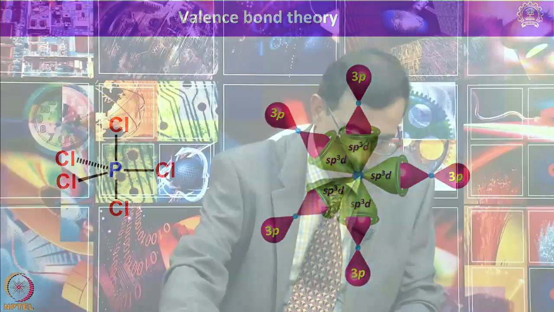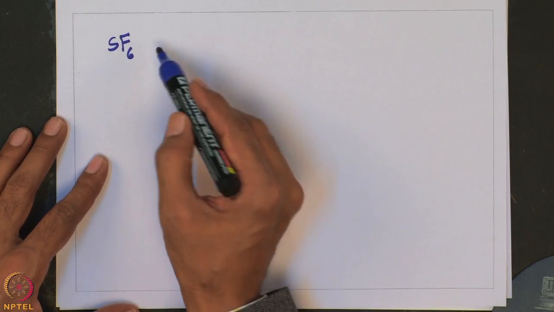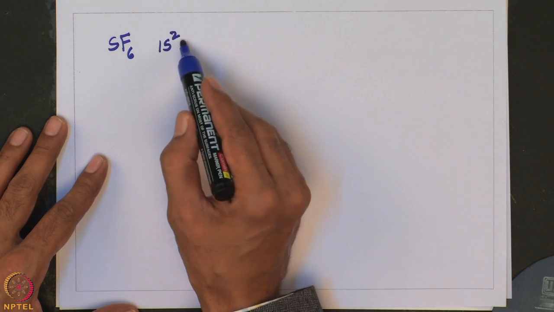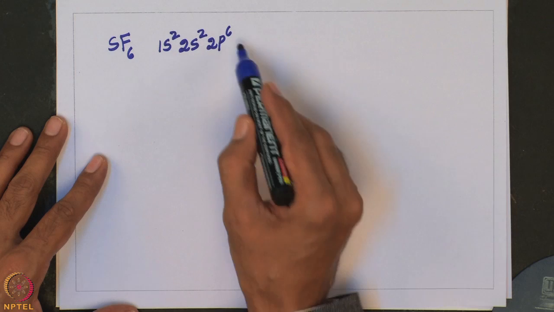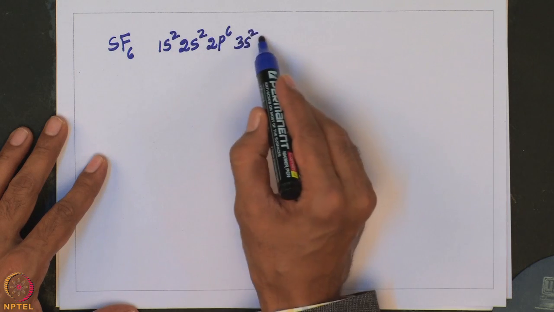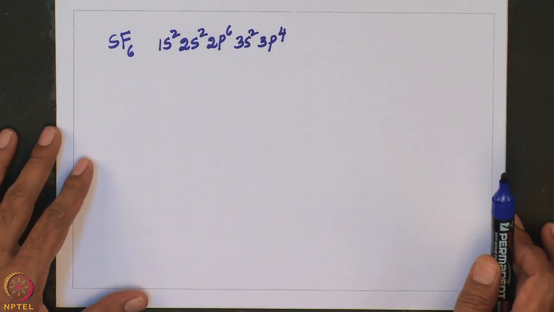Let us look into another example, a group 16 element, sulfur, appearing in its maximum oxidation state, that is SF6, sulfur hexafluoride. Let me write again the electronic configuration of sulfur: 1s2, it is below oxygen, 2s2, 2p6, 3s2, 3p4.